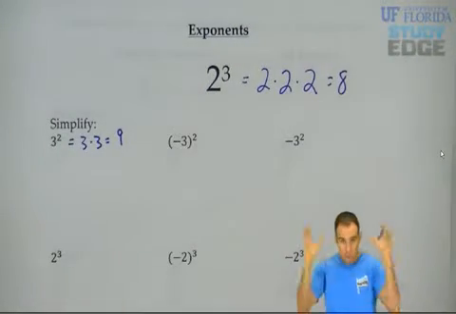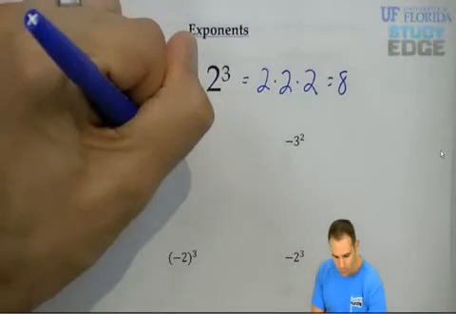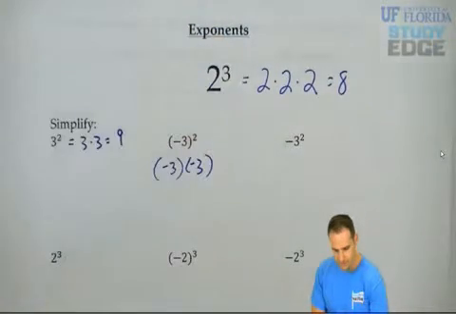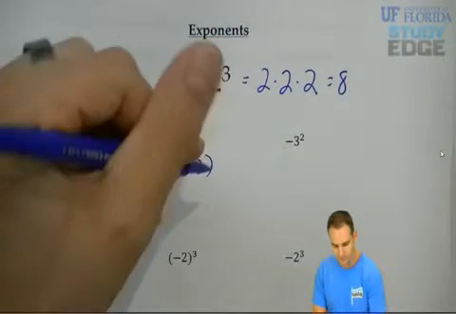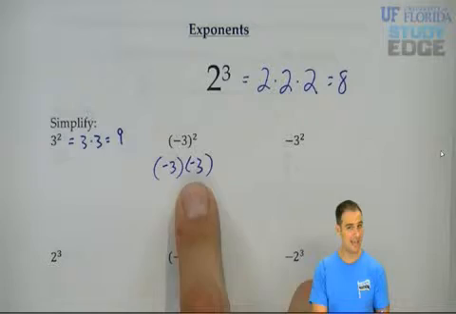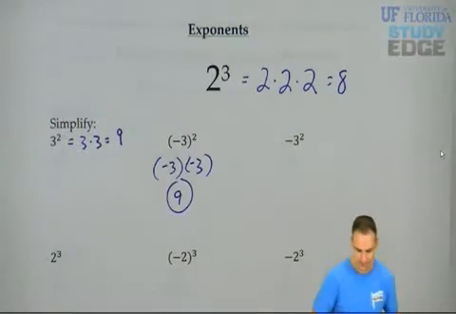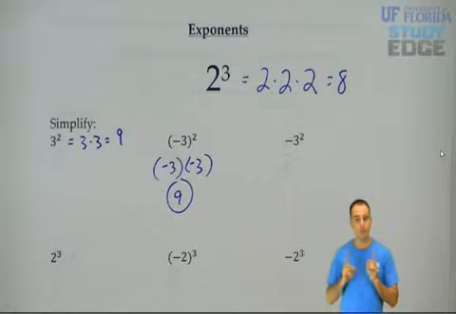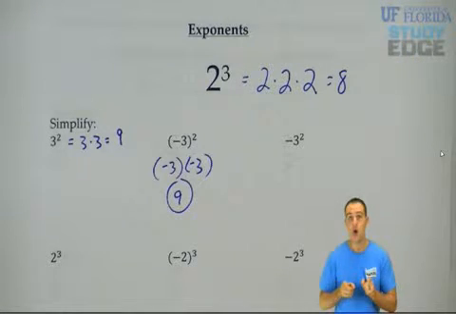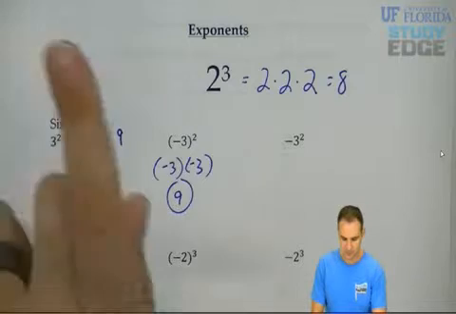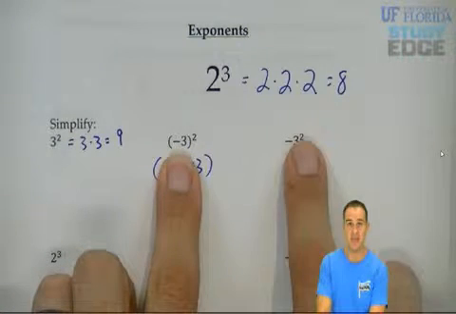Negative 3, all in parentheses to the second power, would be negative 3 times negative 3, which would also give you, well, negative times a negative is positive, and 3 times 3 is 9. But do be very careful. What is the difference between this expression and this expression?